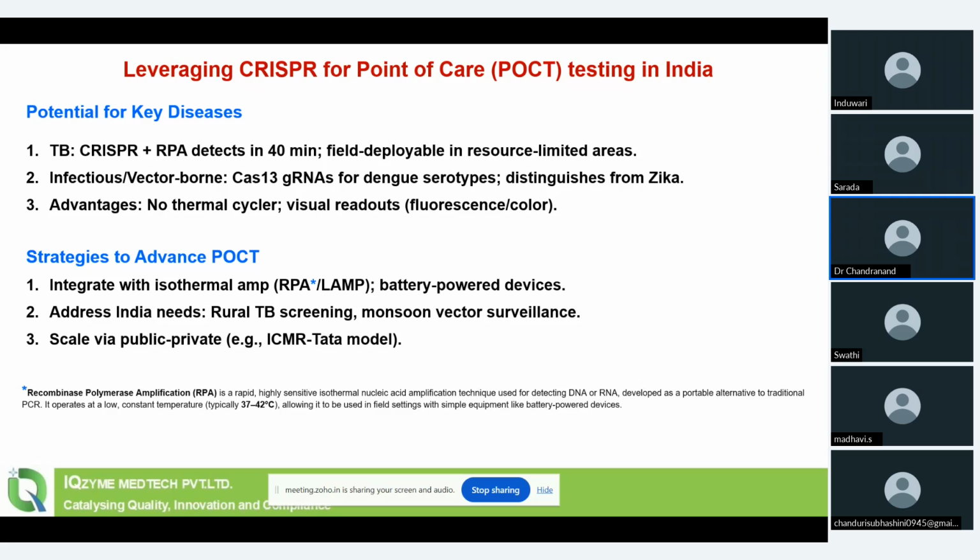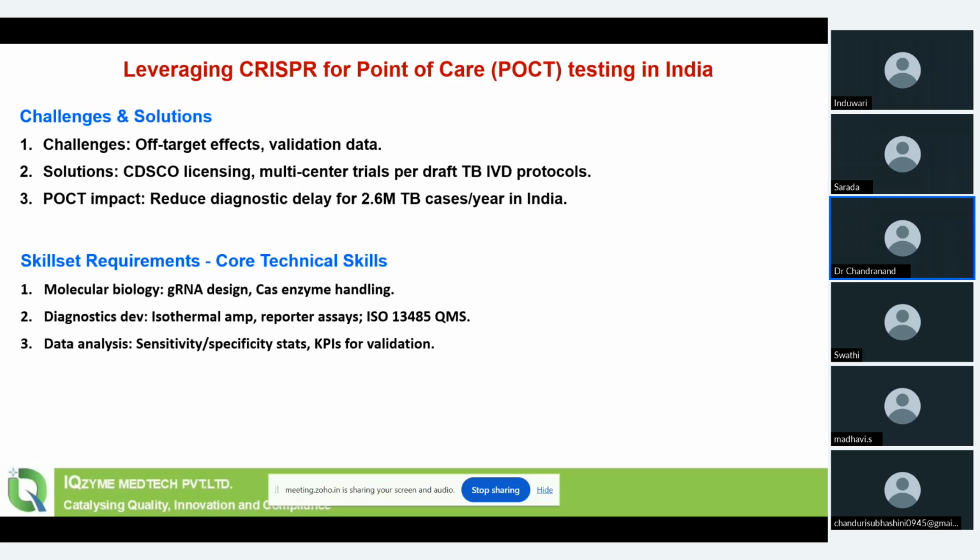So Tata and ICMR have a joint program for startups and newcomers or technologies who are willing to develop these kinds of technologies. If anybody is interested, we can connect and facilitate the commercial scaling of these products, including the regulatory support.